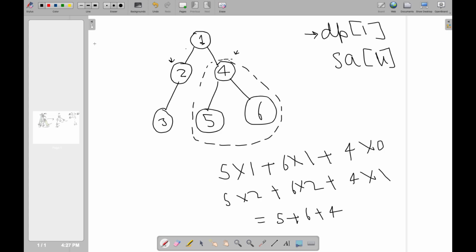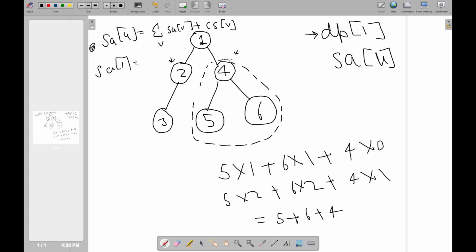So what we can say is that the sub answer of U is equal to, for all of its children V, the sum of whatever the sub answer was, plus the cumulative sum of that subtree. So using this, we can calculate what the answer is if the root was 1. It is not the maximum, but it is what this value would be if only rooting was at 1. We keep doing this recursively, and then SA1 becomes equal to DP1.